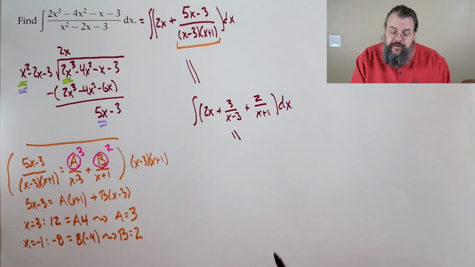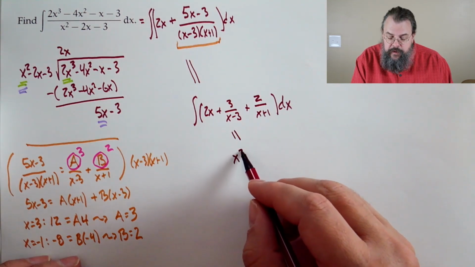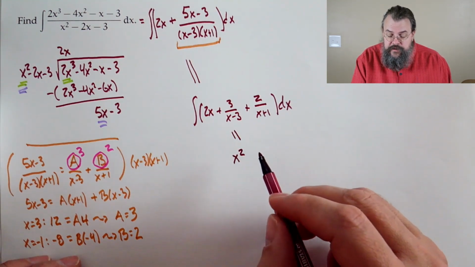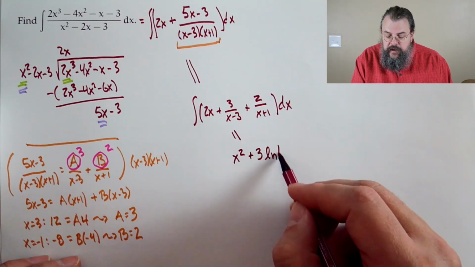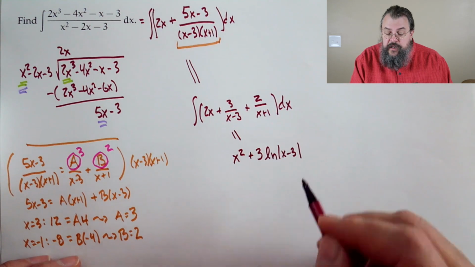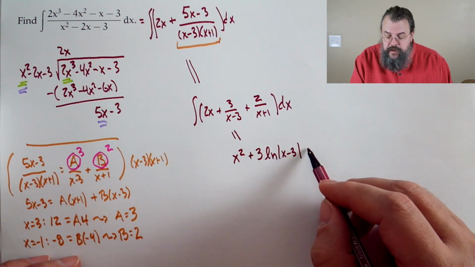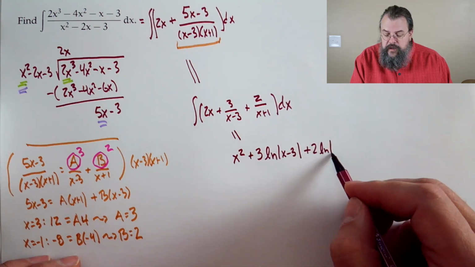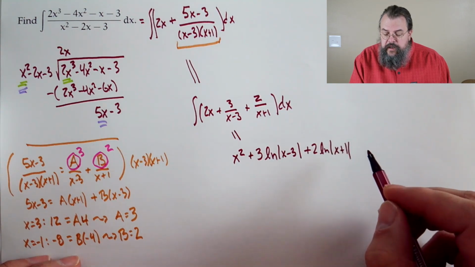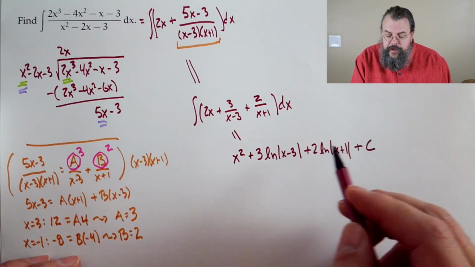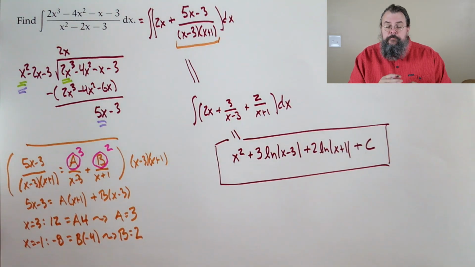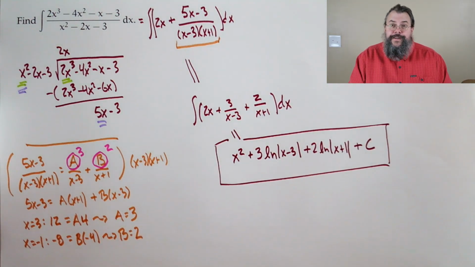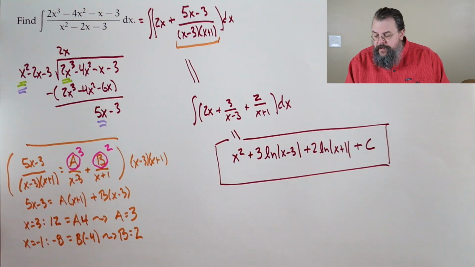The integral of 2x is x squared. 3 over x minus 3, well, that would be 3 log of x minus 3. 2 over x plus 1 is 2 log x plus 1. And as always, don't forget, indefinite integral plus c. And we're done.